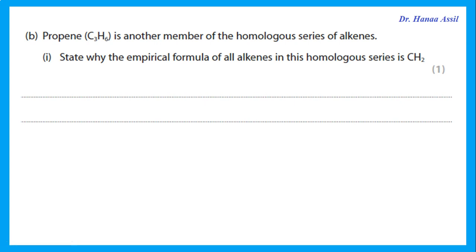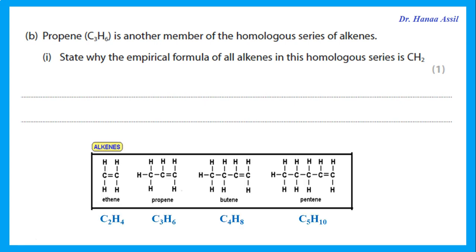Then the next question says, propene, which is C3H6, is another member of the homologous series of alkenes. State why the empirical formula of all alkenes is CH2. Well, you should remember that alkenes have a double bond between 2 of the carbons. And you know that each carbon must have a total of 4 bonds, because each carbon has 4 electrons in its outer shell, so it needs 4 more.